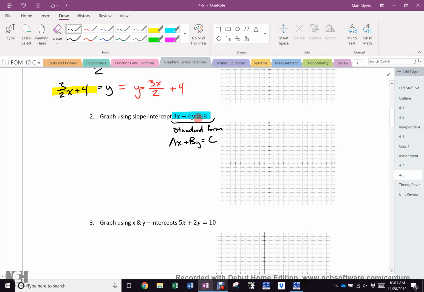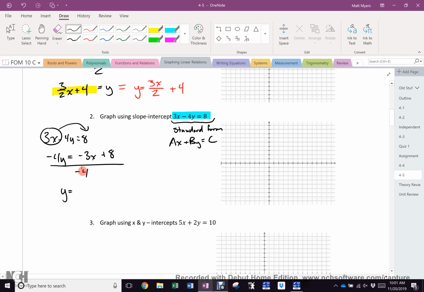Graph that using slope-intercept form. What has to move? Okay, you're going to move the 3x, and that'll get y by itself. So what is that 3x going to become when I move it over here? Negative 3x. Then what? Plus 8. Then I got to divide everything by what? What kind of 4? Negative 4, because I want to get rid of the 4 and the negative to isolate y, right? So I get y equals what?